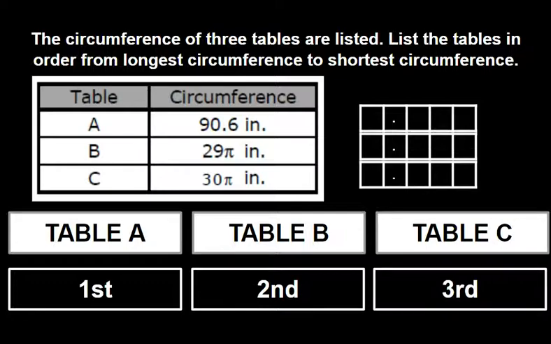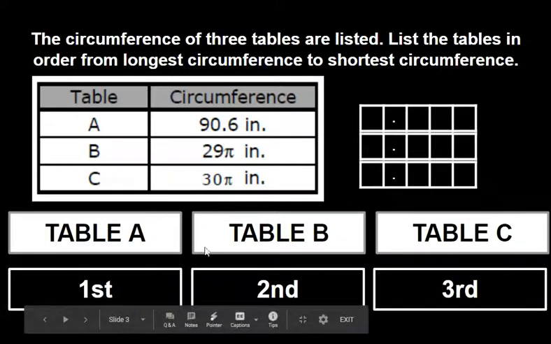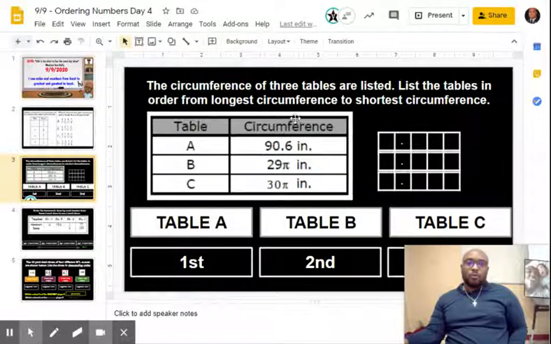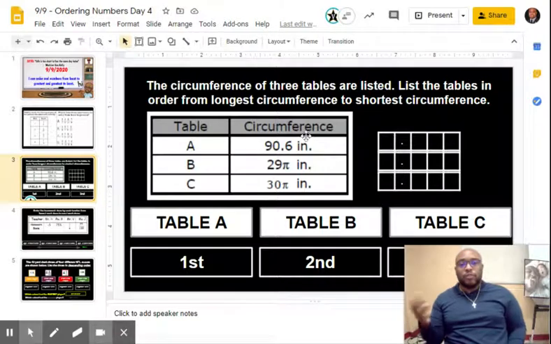So this first one here says the circumference of 3 tables are listed. List the tables in order from longest circumference to shortest circumference. As it said, I have table A, table B, and table C, and then I have the 3 circumferences next to those tables. All right, so which one goes first, which table goes second, and which table goes third, in terms of listing them from longest to shortest circumference? Well, as always, we're going to need to convert all of these to decimals.